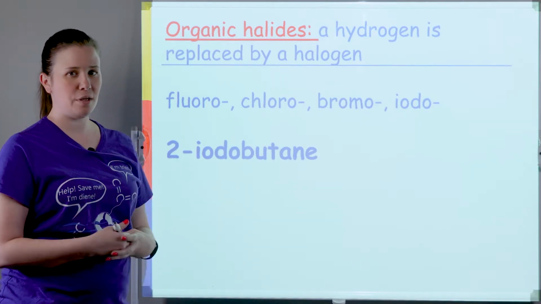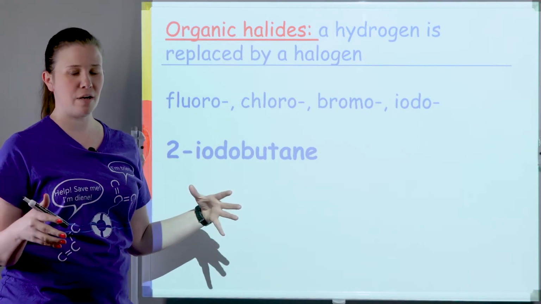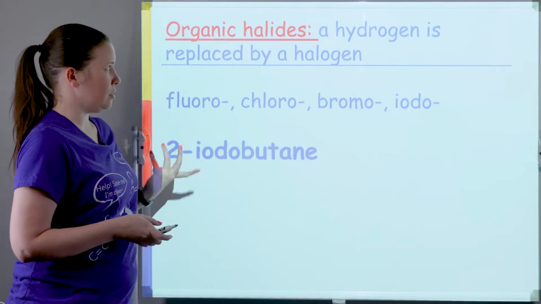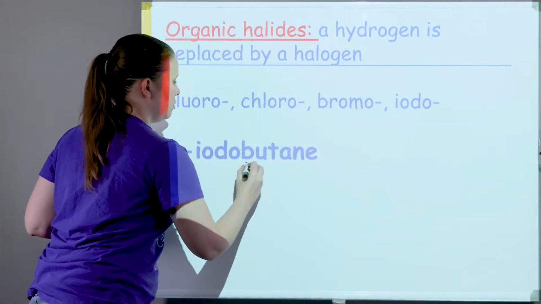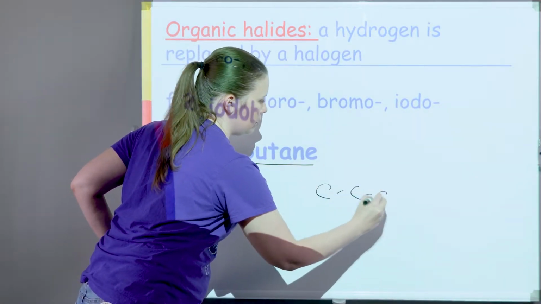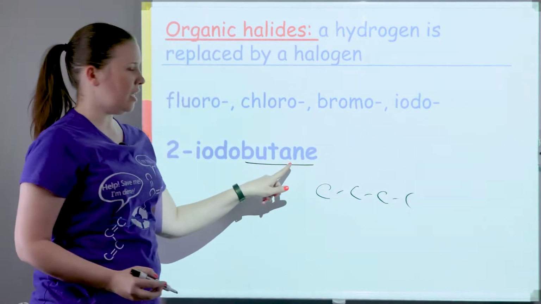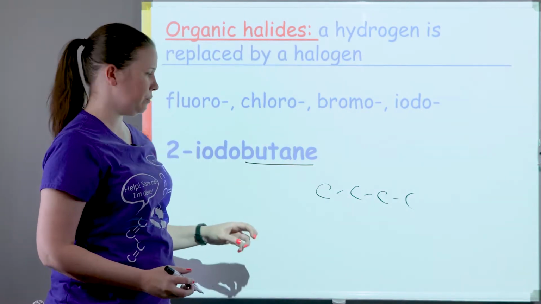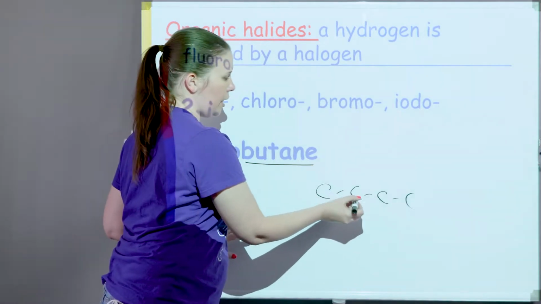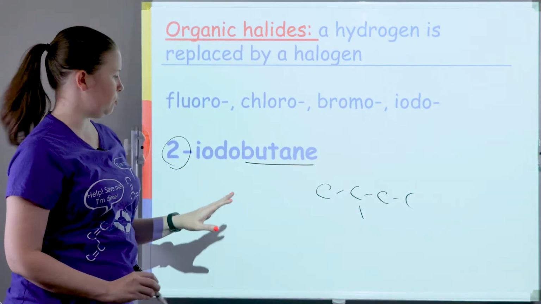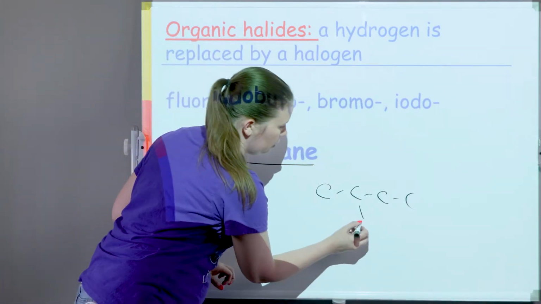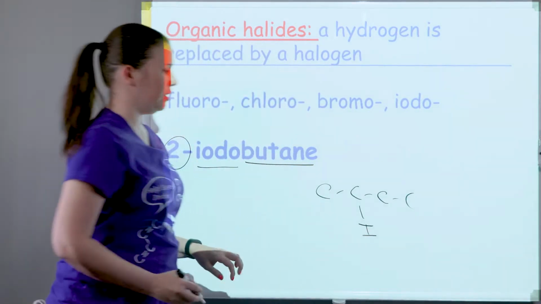It's kind of nice with organic chemistry that once you figure out the patterns of how things work, it's really easy to apply that to something new, like in this case, our halogen. So let's start with the butane, which we know has 4 carbons. Because of the A-N-E, I know it's a single bond. The 2 tells me where: on my second carbon, I'm going to have an attachment. And the iodo tells me which halogen it's going to be. So I'm going to draw my iodine.